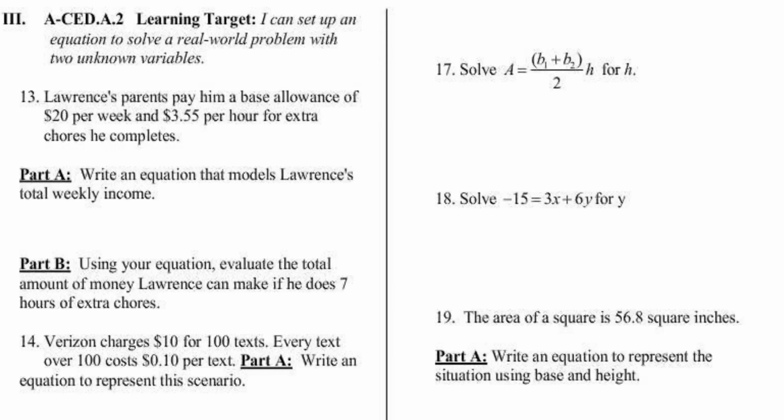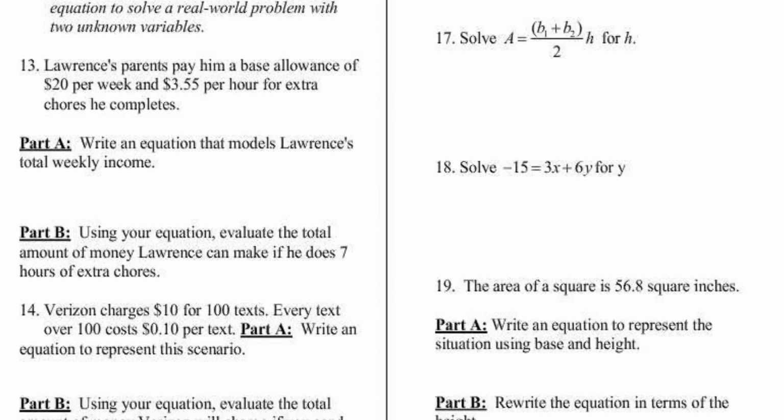Number 13. Lawrence's parents pay him a base allowance of $20 per week and $3.55 per hour for extra chores. Write an equation that models Lawrence's total income. So let's see, the total income, T, should be equal to what he starts with, which is $20 for the week, plus $3.55 for every extra hour that he works. There's my equation.